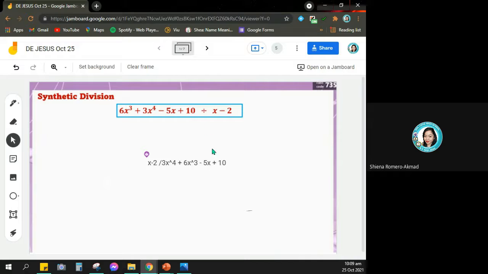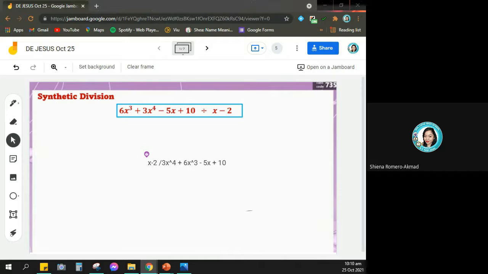Anong gagawin mo? Sino nagsasagot dito? Long division, nakalagay dyan synthetic ha. You will use synthetic division. Love na love nyo yung long division ah. Punta kayo sa long division.